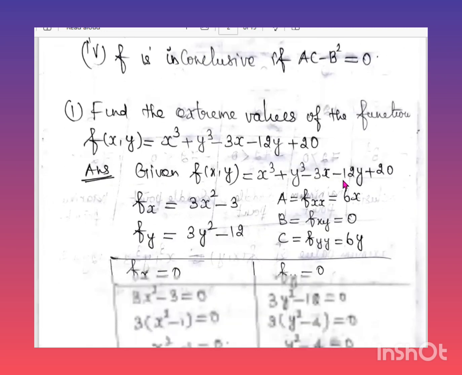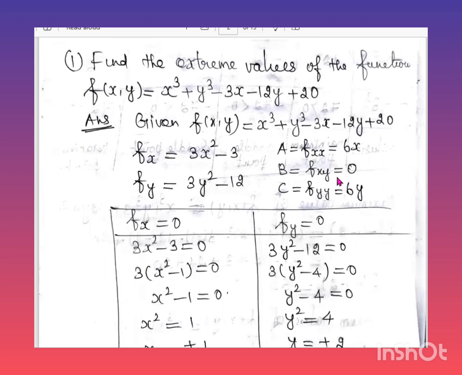Let us see one example. Find the extreme values of the function f of x comma y is equal to x cube plus y cube minus 3x minus 12y plus 20. First, given function f of x comma y is equal to, because there are two variables x and y, x cube plus y cube minus 3x minus 12y plus 20.